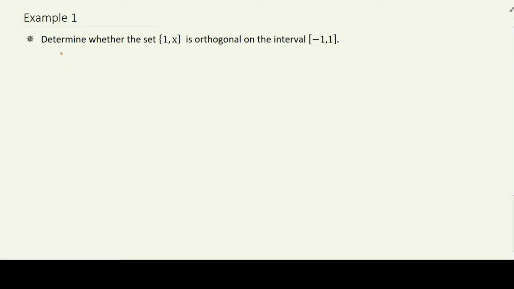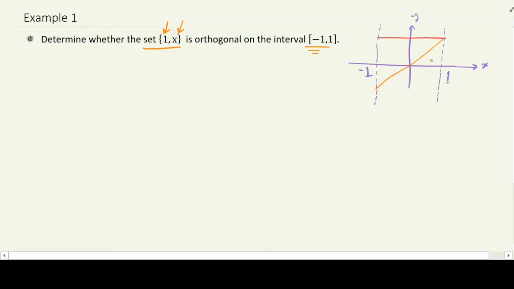Now let's take a look at a simple example. We have a set consisting of two functions, 1 and x, and we want to see if this set is orthogonal on the interval -1 to 1. So if I draw these functions on the coordinate plane, it's going to look like this, where this is y equals x, and this is the constant function of y equals 1. So we have these two functions defined on -1 to 1, and we want to see if these two functions form an orthogonal set, basically.